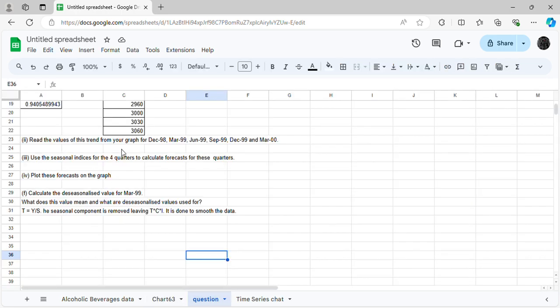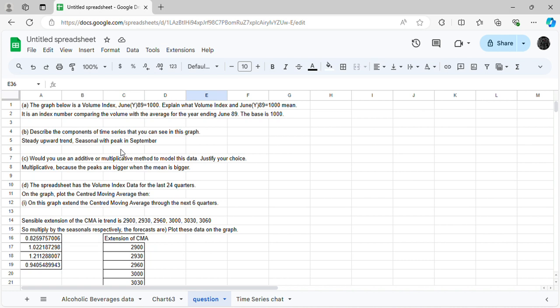So let's see what the questions are. The graph below is a volume index, June 89 equal 1000 x the base. Explain what volume index and June 89 equal 1000 mean. It is an index number comparing the volume with the average for the year ending June 1989. The base is 1000.